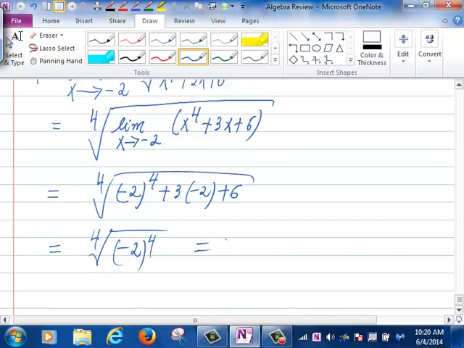What is that equal to? It's not equal to -2, okay? It's going to be +2. What you're taking is the 4th root of 16, right? And that's equal to 2. Remember, when you take a root, we said we take the positive root unless I specify negative of that, okay? So in this case, the limit is 2.